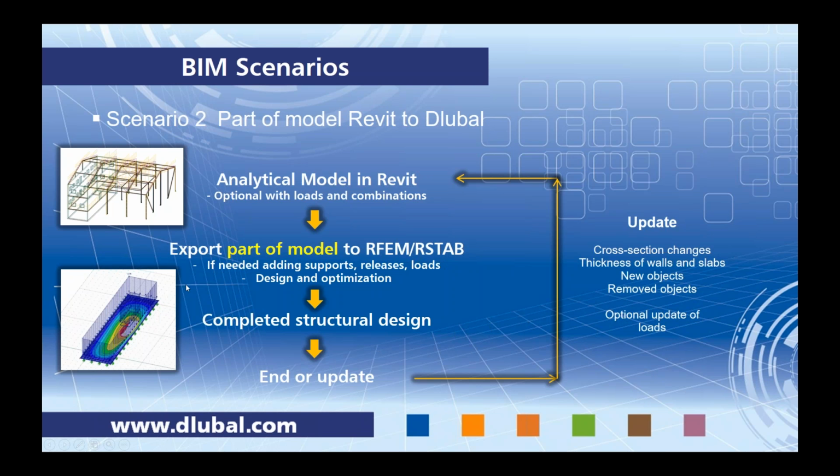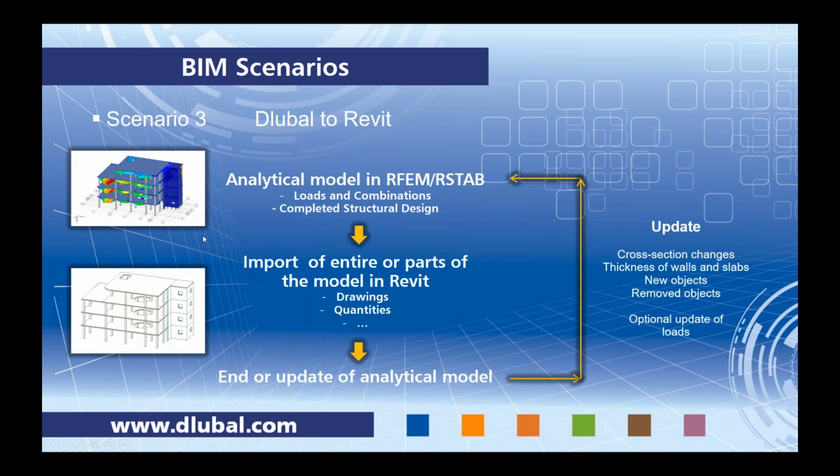The other scenario is like a smaller version of the one that I described. You just export a part of the model, so you can go slab by slab, column by column, frame by frame, whatever you want to have. You just select it, or you create a view in Revit, and you will be able to export only a portion of the complete structure. And the third scenario is you have a model in Dlubal software, in RFEM or RSTAB, and you transfer that into Revit to do drawings, to find out what quantities you have, to collaborate with other engineers that work based on Revit or based on Autodesk.